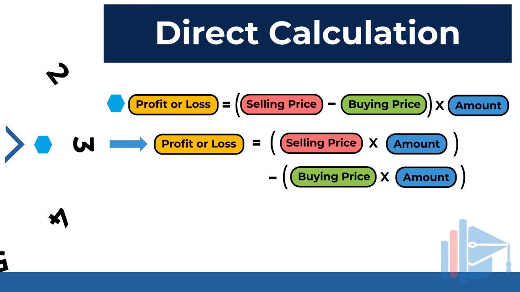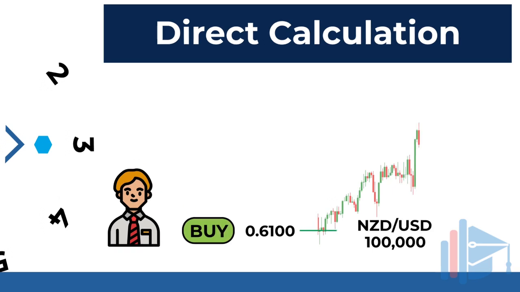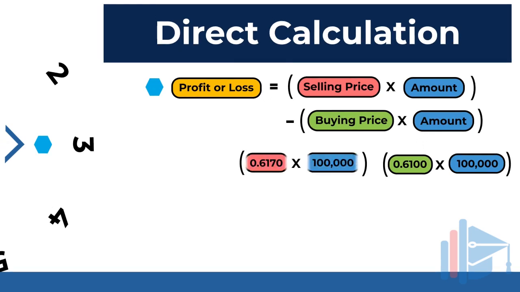For example, if a trader buys 100,000 NZD/USD at 0.6100 and later sells it at 0.6170, the calculation would proceed as follows. The trader buys 100,000 New Zealand dollars using 61,000 US dollars, that is, 100,000 times 0.6100. When the price rises to 0.6170, the trader sells the 100,000 New Zealand dollars he has and receives 61,700 US dollars, that is, 100,000 times 0.6170.